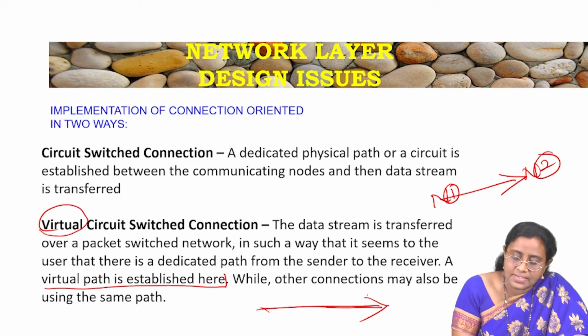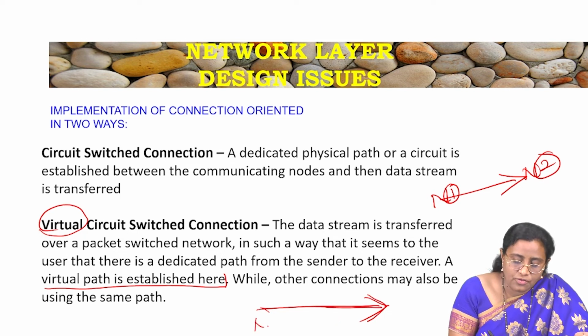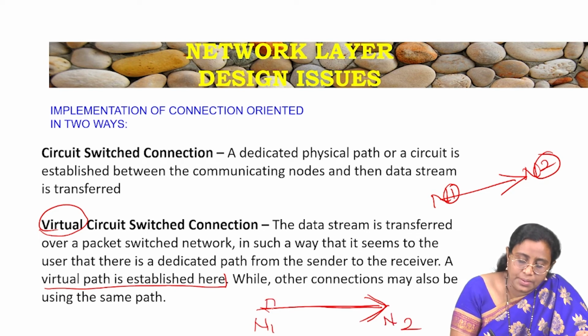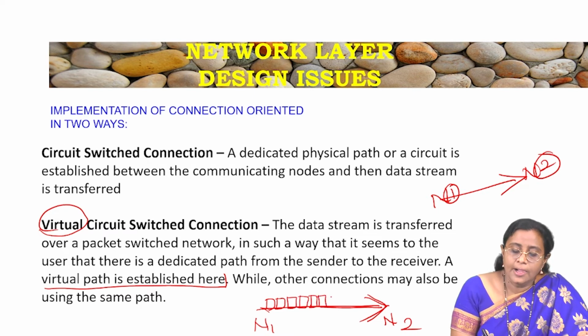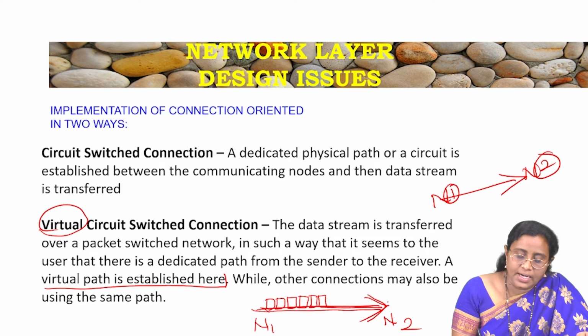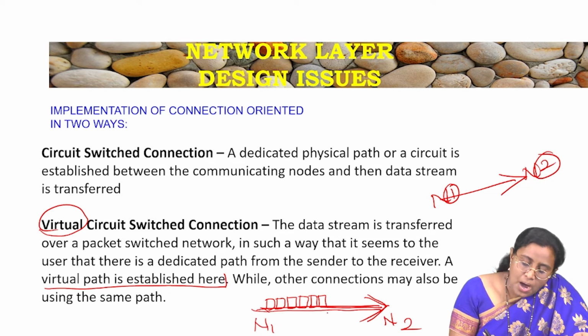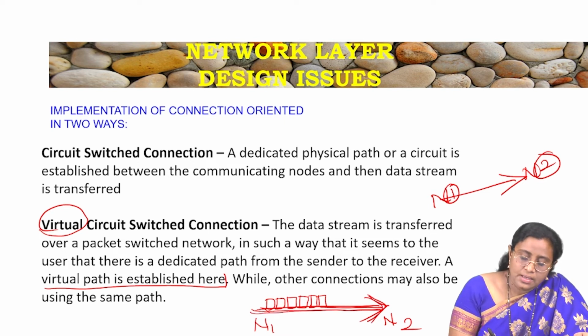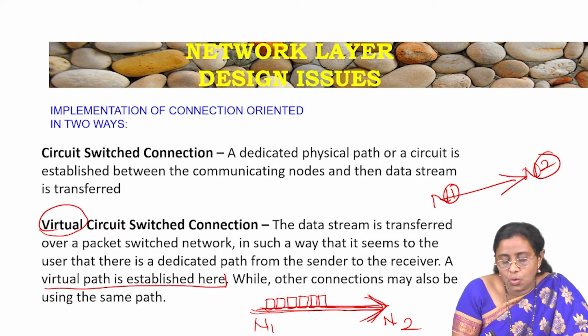First of all, we need to establish a virtual path from one node to another node. Here the data stream, that means the number of datagrams or the bulk of datagrams, the group of data packets, can be transmitted over this type of dedicated path from one sender to another receiver, and this path may be established to transmit the data packets from one node to another node.